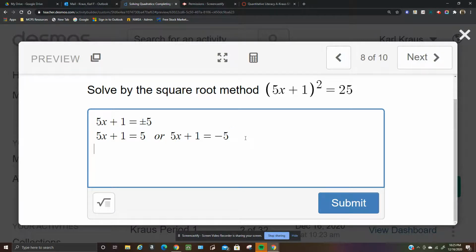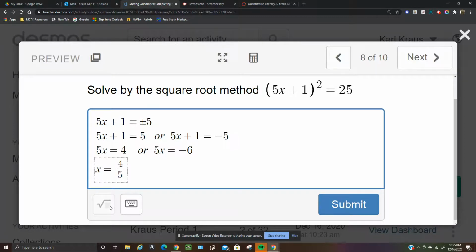So subtracting 1 in both equations, 5x equal 4, or 5x equal negative 6, and divide by 5 in both equations. X equal 4/5. Or x equal negative 6/5.